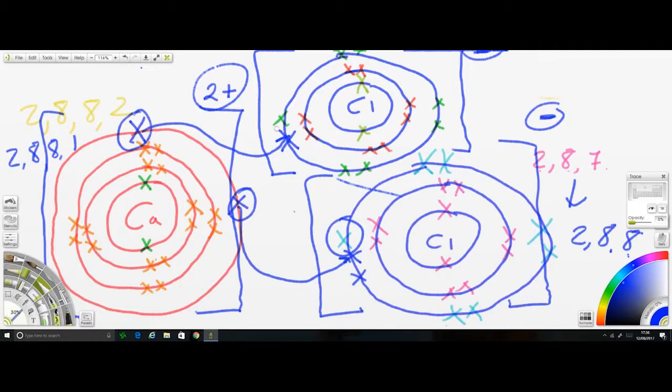So you should have drawn this and then drawn it out separately, where they all have their own configuration of 2, 8, 8. Once you redraw this, it will have a configuration of 2, 8, 8. Every single thing within this ionic compound will have a full outer shell.